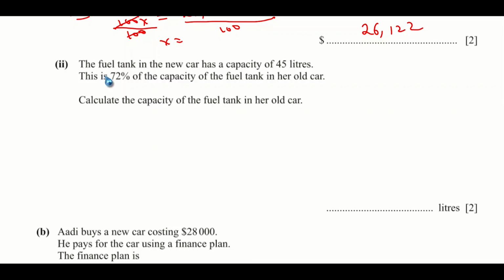Okay, so 1A, Roman figure 2. The fuel tank in the new car has a capacity of 45 liters. So this is the volume of the fuel in the fuel tank in the new car. This is 72% of the capacity of the fuel tank in her old car.